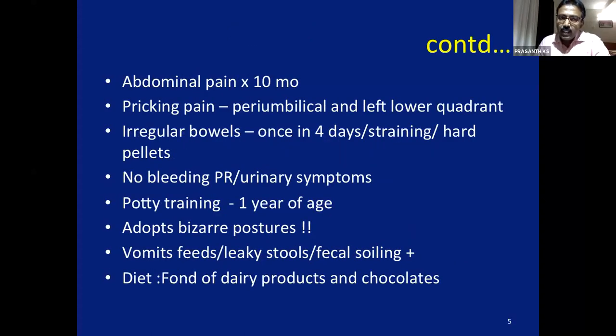Revisiting the history of this child, as apparent from the previous slide, the child has been having abdominal pain for the last 10 months. The pain is relatively confined to the periumbilical and left lower quadrant in location, and it is the pricking type. The bowel habits were asked about specifically. She was giving a history of passing motion once in 4 days, with attempts at passing hard pellets.